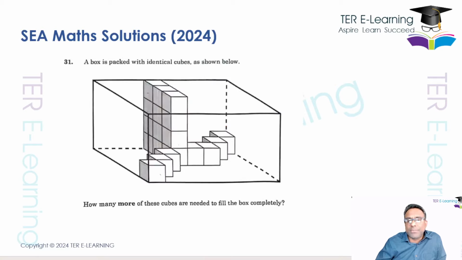So this is a common question that they like to bring. A box is packed with identical cubes as shown below. How many more cubes are needed to fill this thing completely? The first thing we need to do is figure out the total volume, or how many cubes can fit into this thing. To do that, we need to get some dimensions. I'll work out this length here. How many cubes could fit that way?